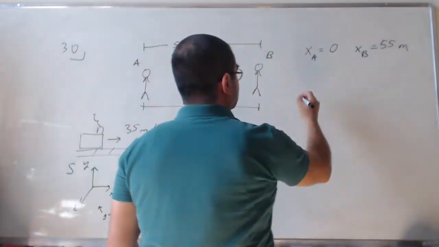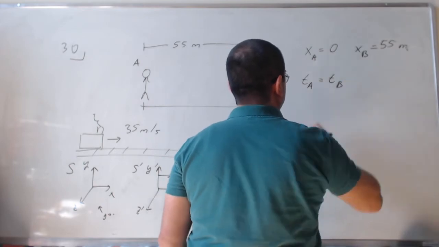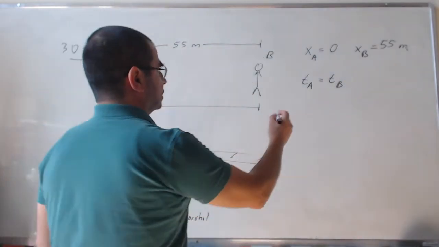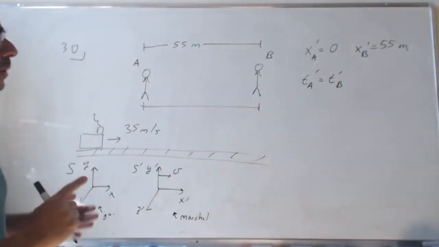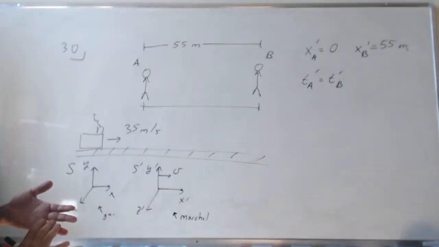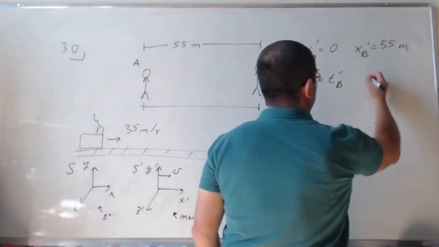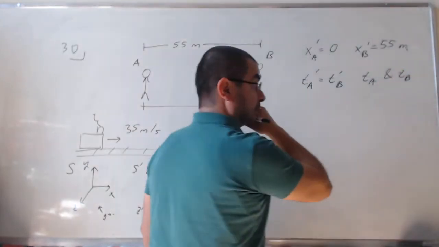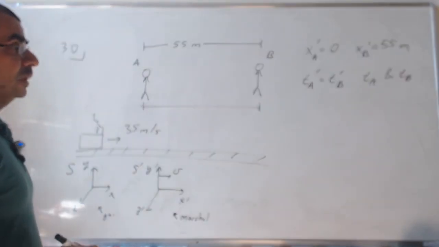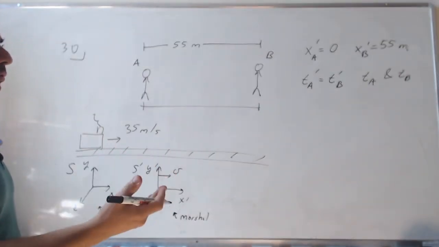And we are told that these actually take place at the same time. I chose this as the primed reference frame, so it looks like this. So XA prime is 0, XB prime is 55 meters, TA prime is equal to TB prime. And we are going to be comparing TA and TB, right? So which one is earlier? We can just take a look at their difference and see whether it's smaller or larger than 0.